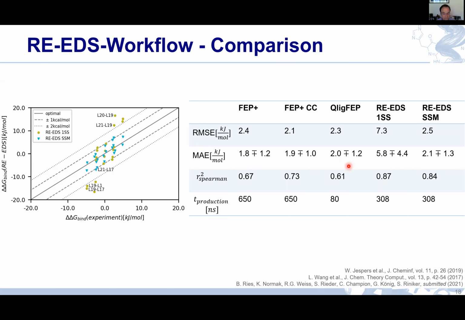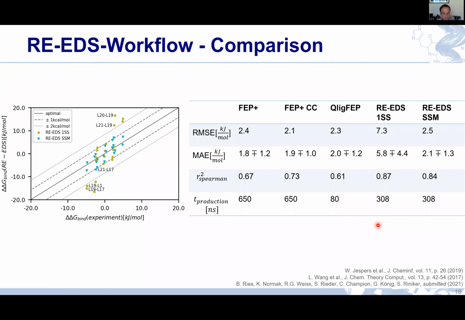And the last criterion that I want to compare here is the production time. Here, what I display is the total number of simulation nanoseconds. So in the FEP Plus, of course, I collapsed all the different lambda windows into one big number. So what you see is here we have 650 nanoseconds. So this is the approach that required, at least in the publication, the most simulation time. And the QLIC-FAB one is the fastest one with a very impressive 80 nanoseconds, and we are somewhere in the middle. This is kind of the comparison of all these different methods.